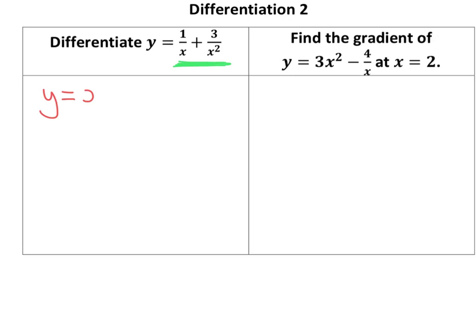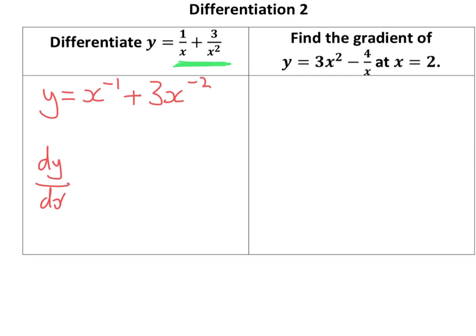So 1 times x. Now 1 over x is x to the power minus 1, plus 3 x to the power minus 2. Now you should know that from your indices stuff that you've done before. Okay, now once we've got it to that stage, we can differentiate nice and easily.